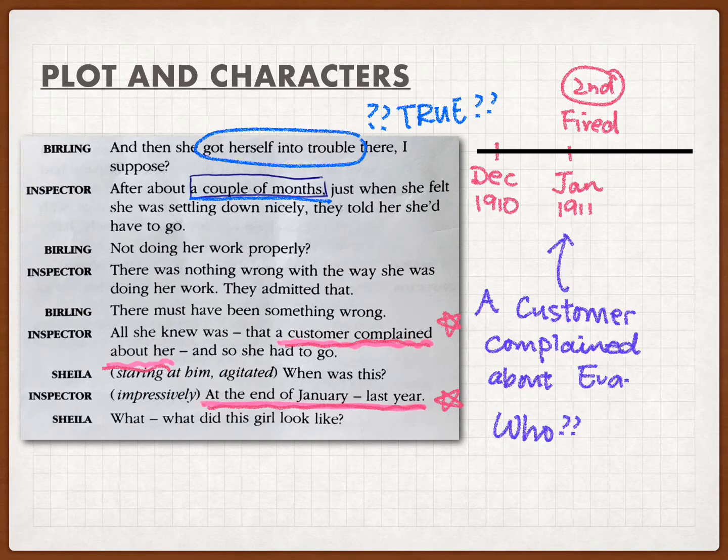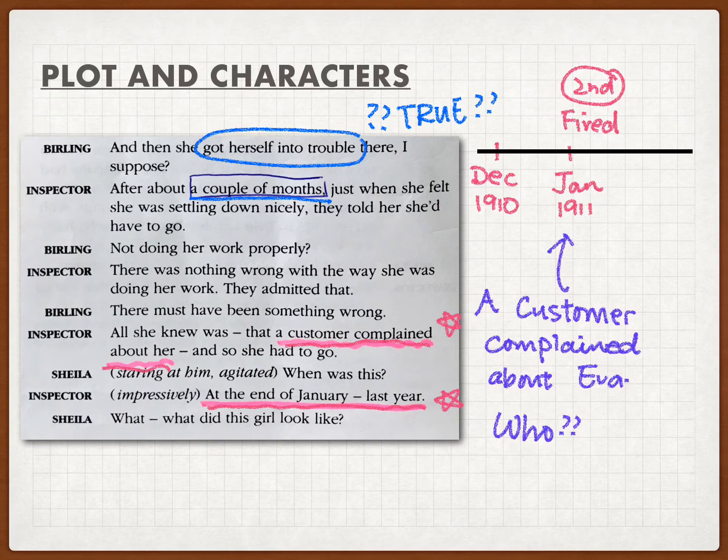Without further explanation from the inspector, Mr. Birling immediately predicted that Eva got herself into trouble. If not, the inspector wouldn't be here questioning them. So Eva was hired by Milwards in December 1910, and after just around 2 months, in January 1911, the end of January last year, a customer complained about Eva Smith. And Mr. Birling thought that Eva was causing trouble again, like how she started a strike at his company. But this time the inspector said that even the people at Milwards said she didn't do anything wrong. They didn't know why this customer complained about her.